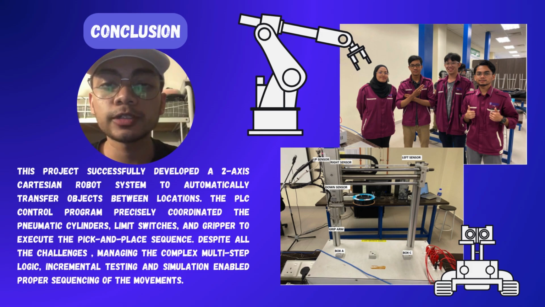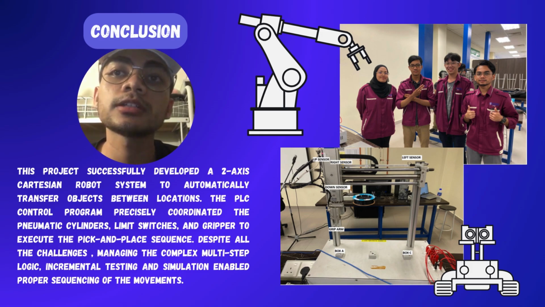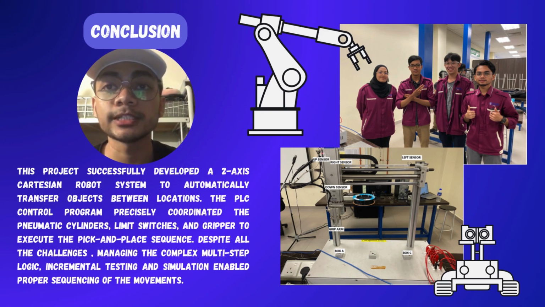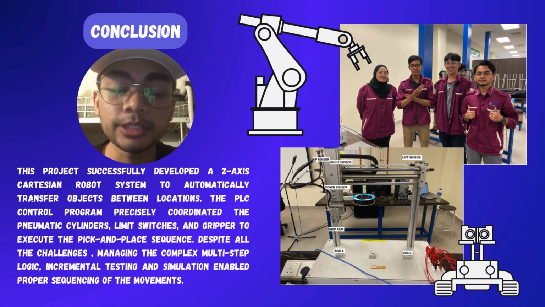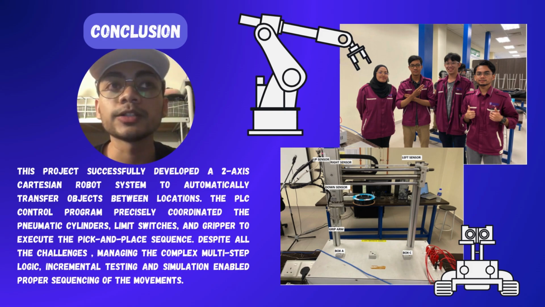For our conclusion, we can conclude that this project successfully developed a 2-axis Cartesian robot system to automatically transfer objects between places. The PLC control program precisely coordinated the pneumatic cylinders, limit switches, and the gripper to execute the pick and place sequence. Despite all the challenges in managing the complex multi-step logic, incremental testing and simulation enabled the proper sequence of the movement. That's all.